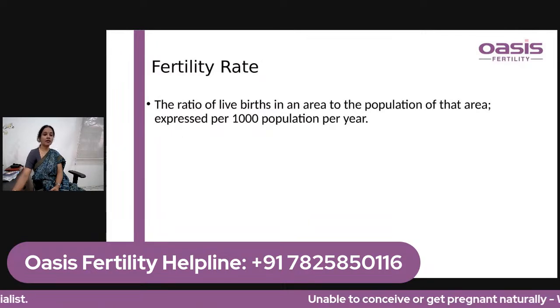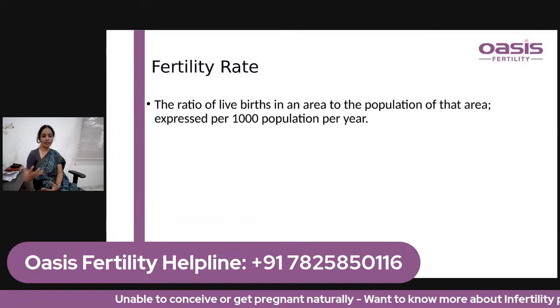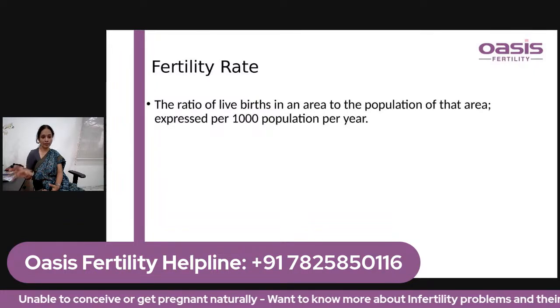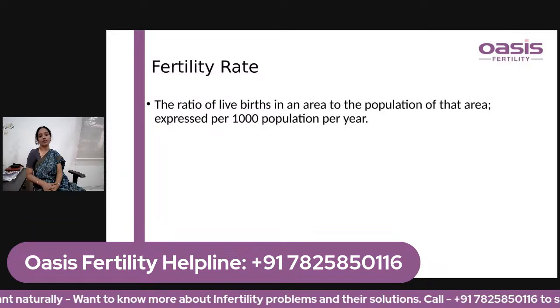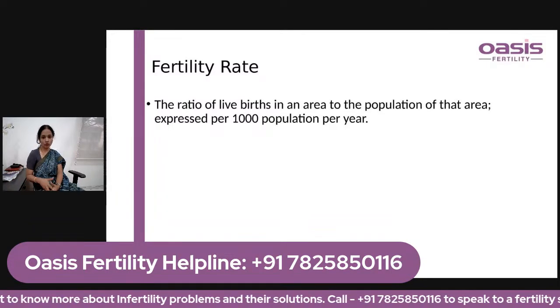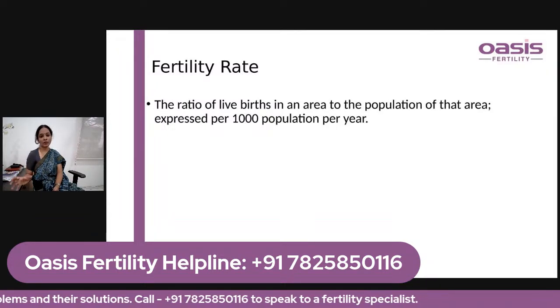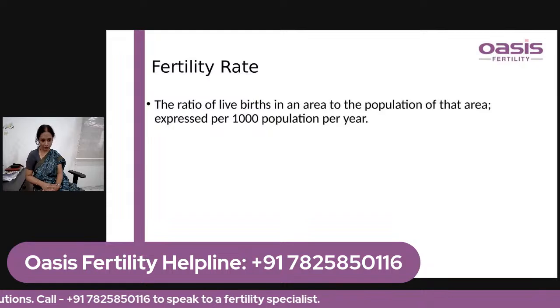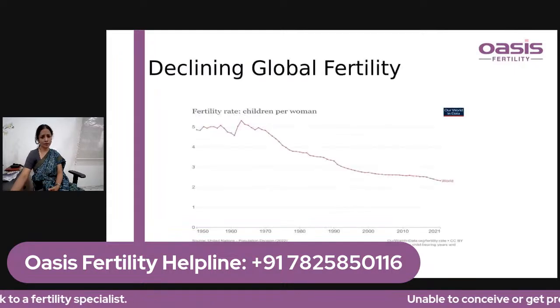So there is another statistical method, அதாவது நம்ம இந்த fertility analyze பண்றதுக்கு. Geographical basisல fertility rate அப்படின்னு ஒன்று calculate பண்றாங்க. It is the ratio of live births in the area to the population of that area, which is expressed per 1,000 population per year. This fertility rate is calculated throughout the world.